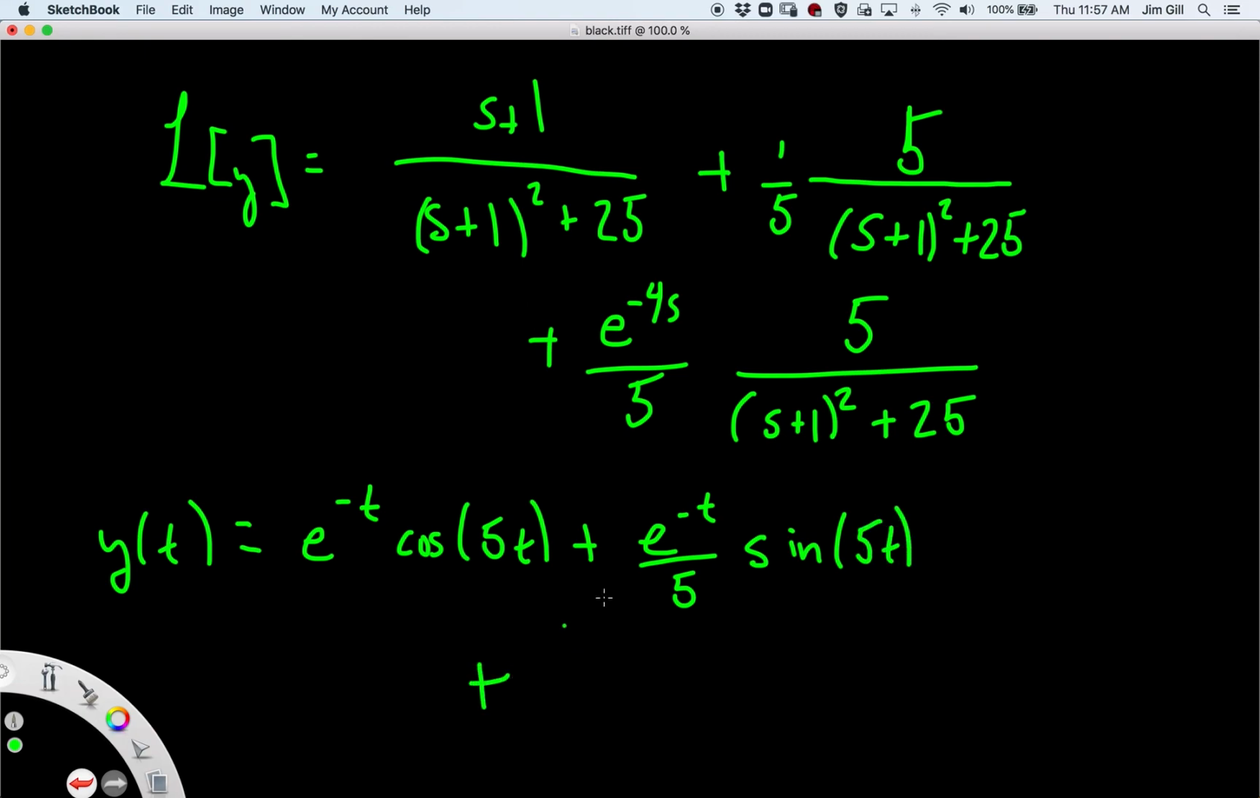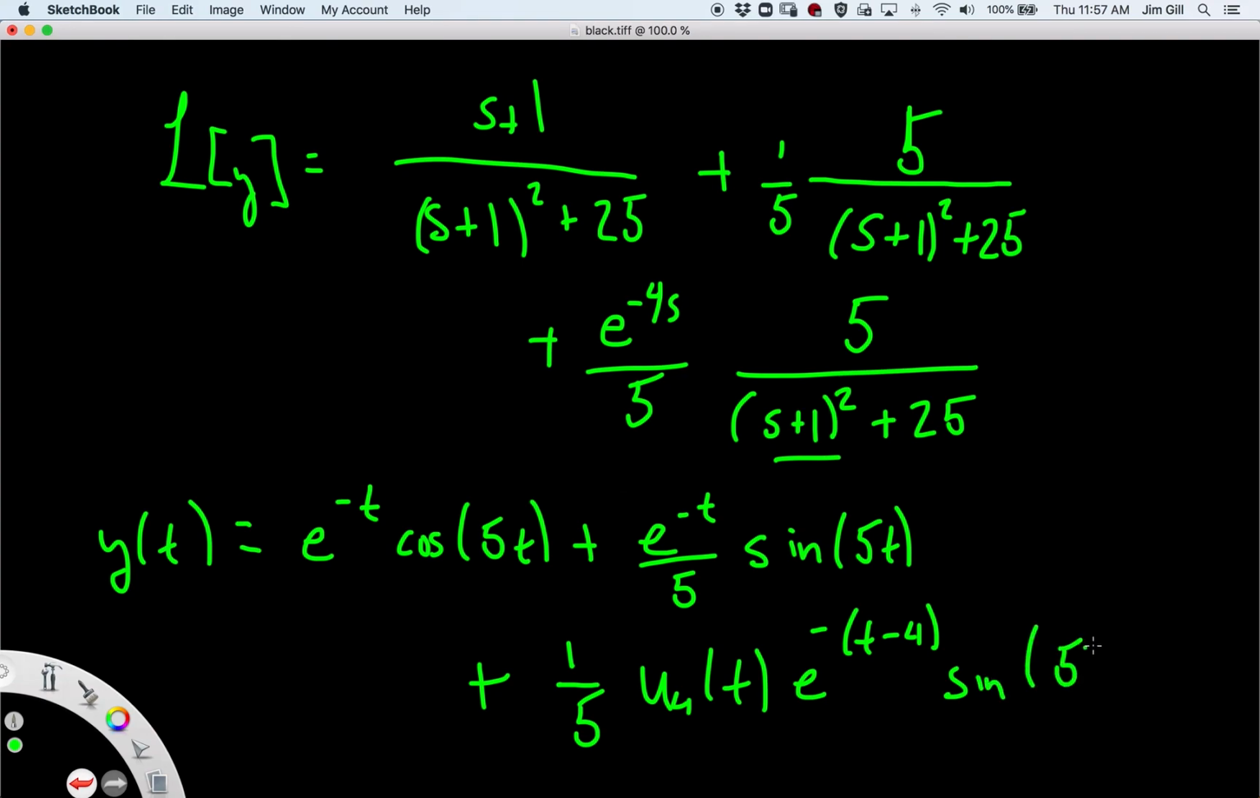And then the last term is a time shift term that we might recognize. So this is going to be 1/5 u4 of t, because we have the e to the minus 4s. We have an e to the minus (t minus 4) because we have this s plus 1 down here, and then sine of 5(t minus 4). All right, so there's our solution.